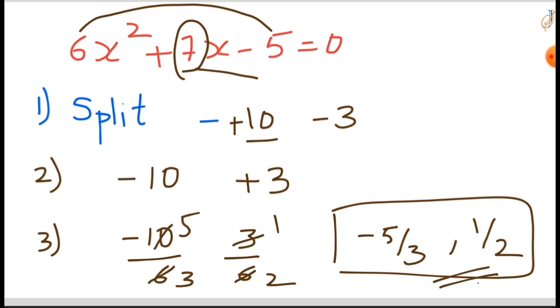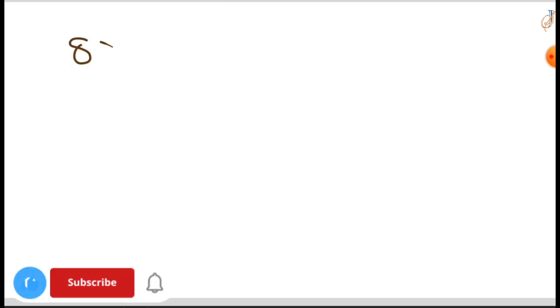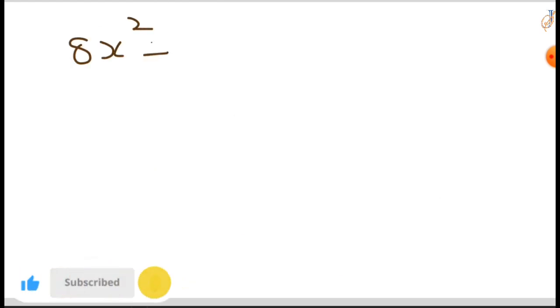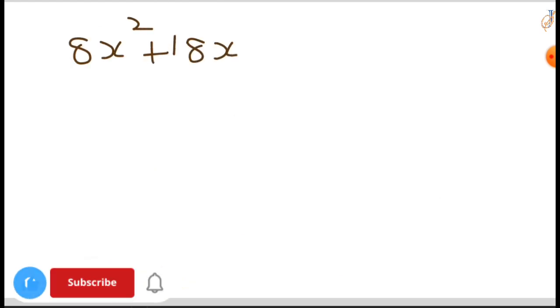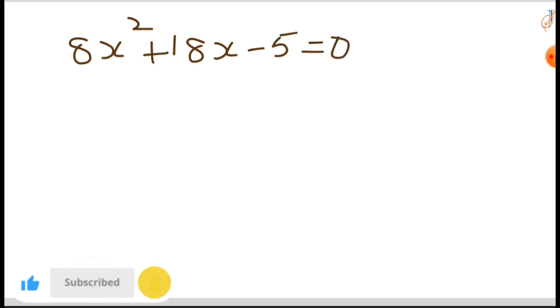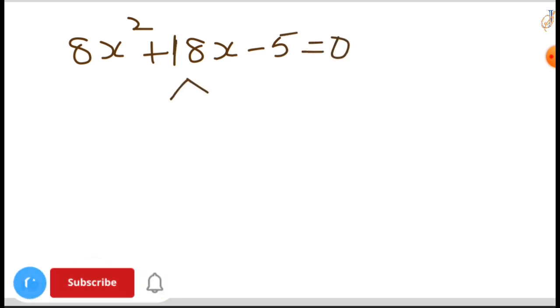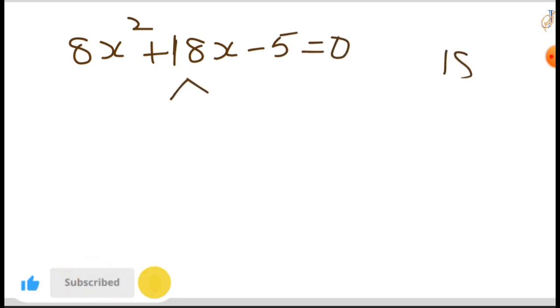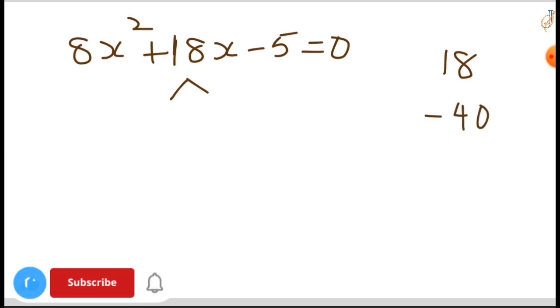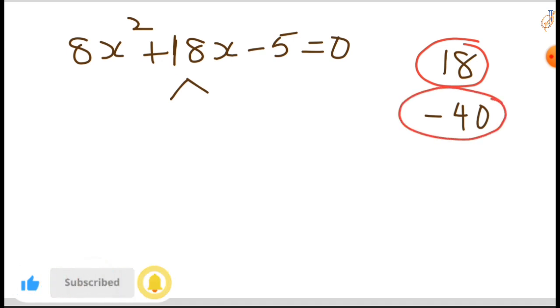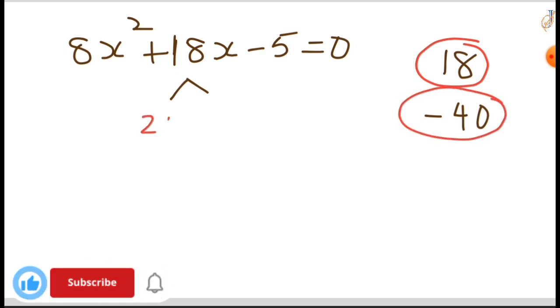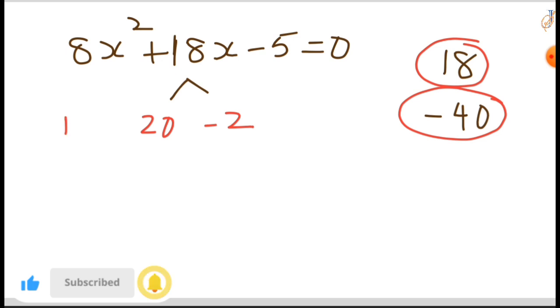Easy peasy, isn't it? Let's take one more example. 8x² + 18x - 5 = 0. First step is split. Sum of the roots is 18. Product of the roots is -40. So you have to take 20 minus 2, which gives 18, and 20 times -2, which gives -40. So let's take 20 minus 2. Our first step is done.